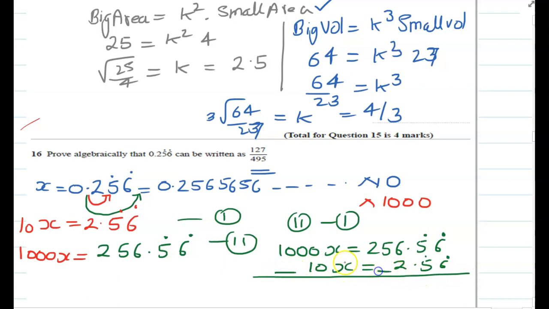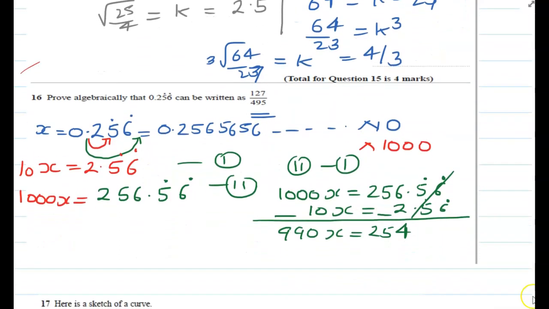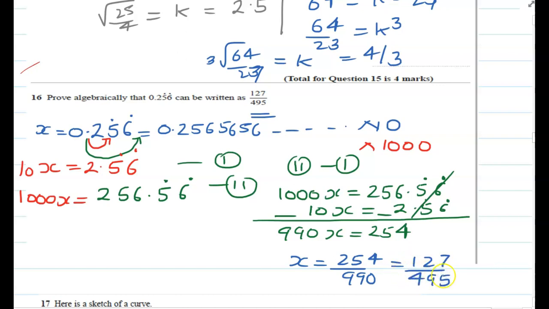Okay, take away, so it will be 990x equal to, this will be cancelled out and it will be 254. So x will be, let's write down here, 254 over 990, and if you simplify it, it will be 127 over 495, divided by 2 both sides. Okay, now next question.